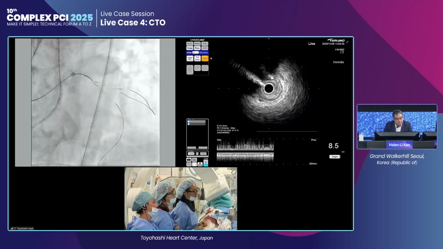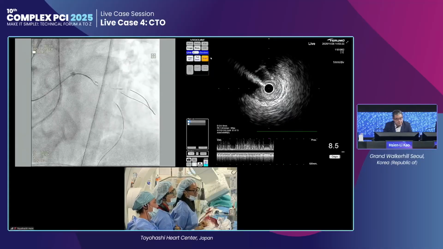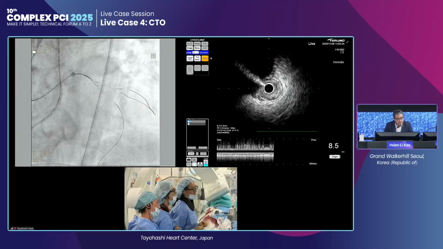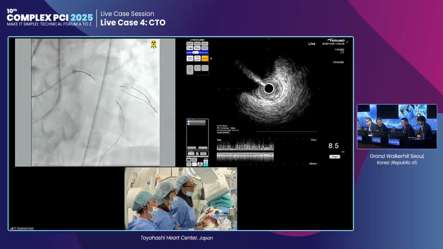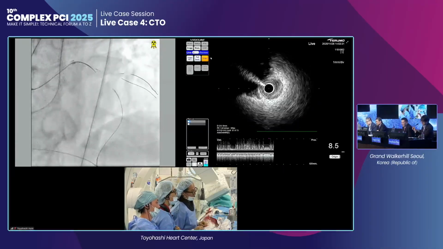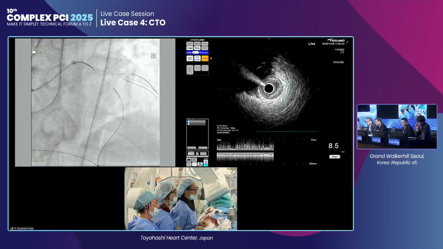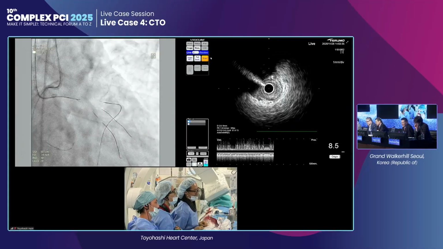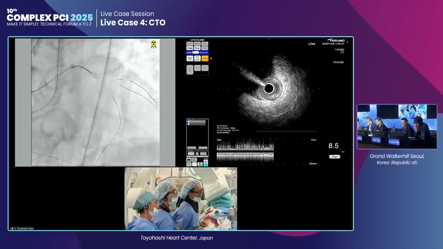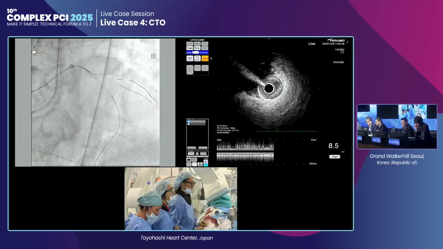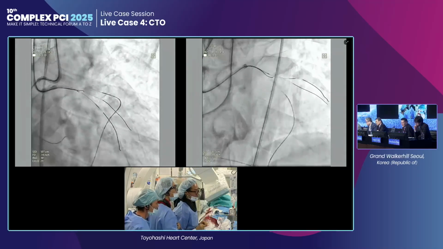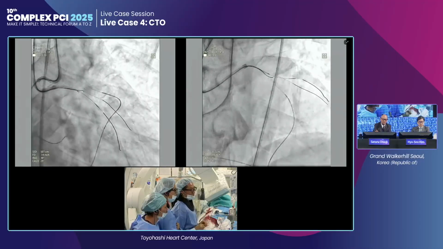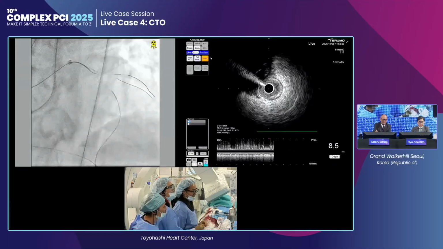I remember that the heavy calcification is positioned on the opposite side of the diagonal, so you'd better direct the wire to the diagonal. To the diagonal branch? Okay. Hopefully. A little bit turn. I don't know if it's true or not. I'm not sure.